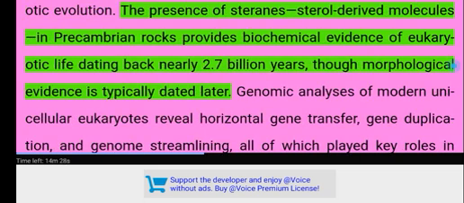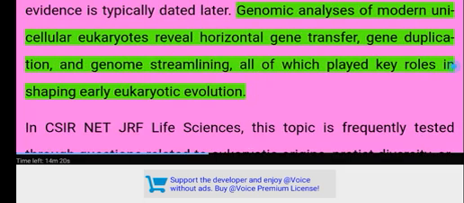The presence of steranes, sterol-derived molecules, in Precambrian rocks provides biochemical evidence of eukaryotic life dating back nearly 2.7 billion years, though morphological evidence is typically dated later. Genomic analyses of modern unicellular eukaryotes reveal horizontal gene transfer, gene duplication, and genome streamlining, all of which played key roles in shaping early eukaryotic evolution.